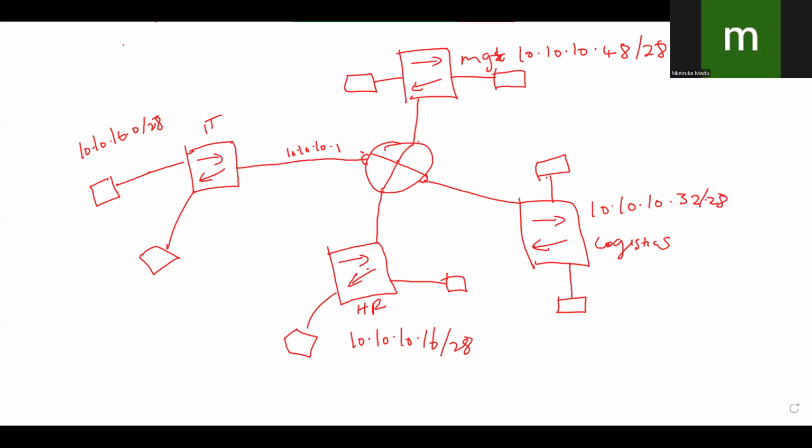Hakim, tell me one IP from management that I can assign to this router interface. 10.10.10.7? This is 48/28 though. Okay, sorry, dot 31? This is 48/28 though. Sorry. Let's give it 52. 52, that will work.